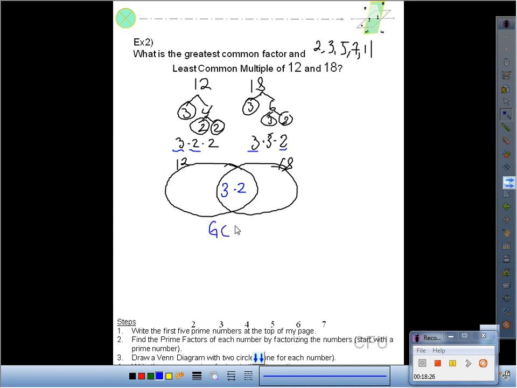So my GCF is what? 6. All right. What's left over on this side? 2. Times 2. What's left over on the other side? Times 3. Times 3. Therefore, to find my LCM, you can multiply all the way across, or tell your neighbor another way of finding the LCM given that diagram. You multiply times 3 to the opposite number, or times 2 to the opposite number.